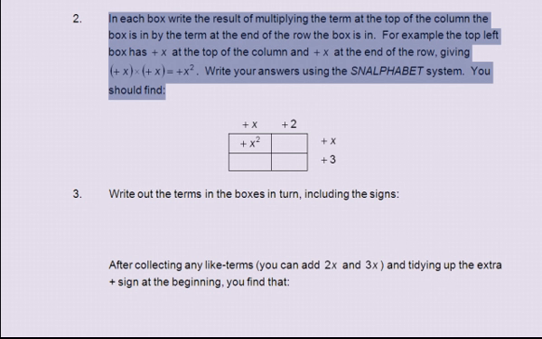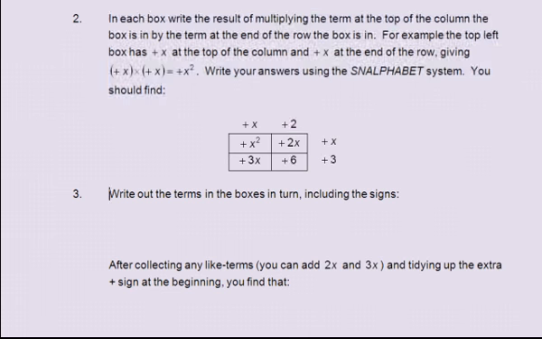You should find that in the top right box you multiply plus 2 and plus x to give plus 2x. In the bottom left box you multiply plus x and plus 3 to get plus 3x. And finally, in the bottom right box, you multiply plus 2 and plus 3 to get plus 6.